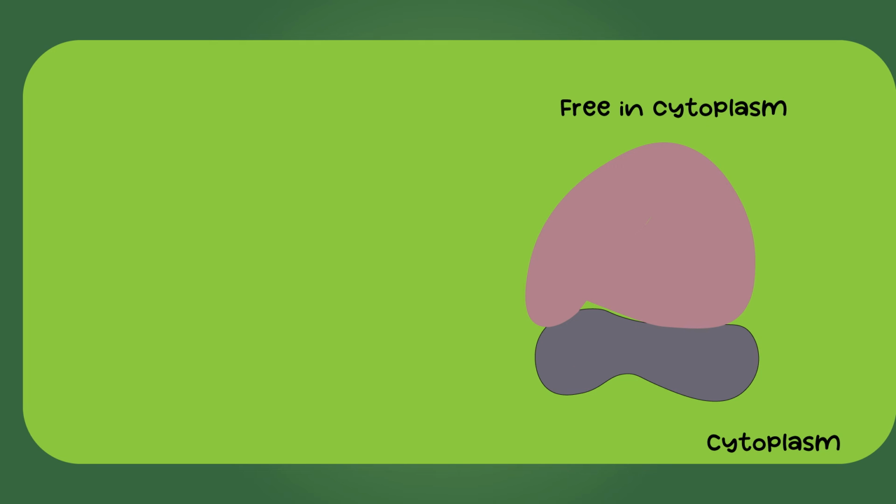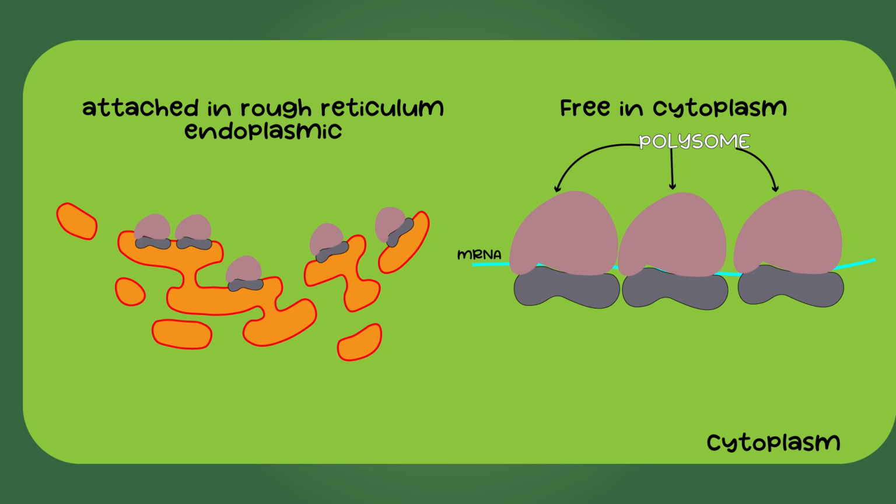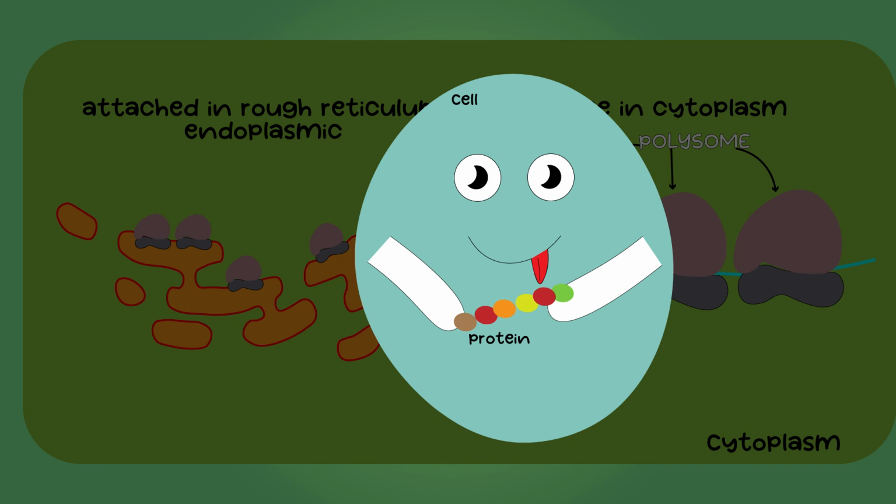We have two types of ribosomes. One is free in the cytoplasm and the other is attached to the rough endoplasmic reticulum. The free ones can regroup together, forming a polysome for very fast translation of the mRNA. The proteins made by the free ribosomes are made for the cell's needs. That means the cell is going to consume that protein.